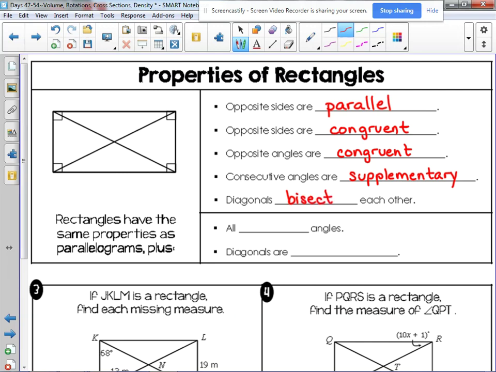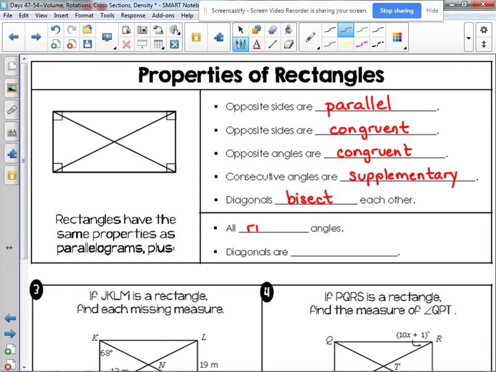I almost call them diagonals. Just put bisect and diagonal together: bisecting diagonals. So those are all the properties of parallelograms that are still true for rectangles, because rectangles are a type of parallelogram. But we get a little bit more specific.